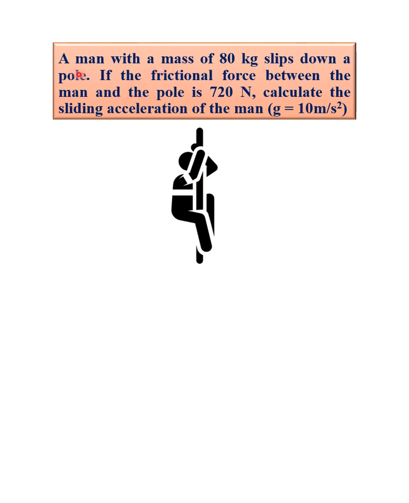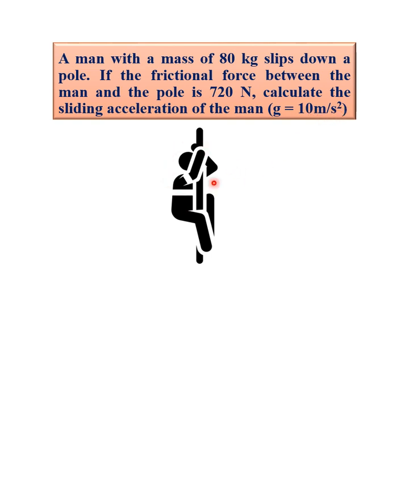The question says a man with a mass of 80 kg slips down a pole. If the frictional force between the man and the pole is 720 Newton, calculate the sliding acceleration of the man. Take g, that is acceleration due to gravity, equal to 10 meters per second squared.